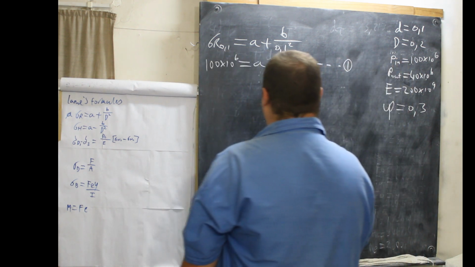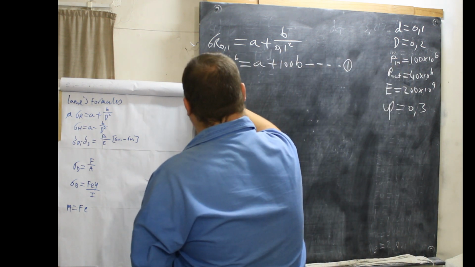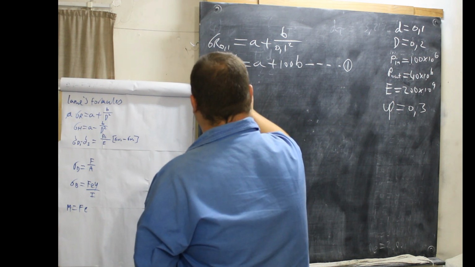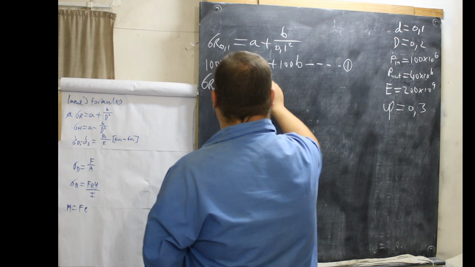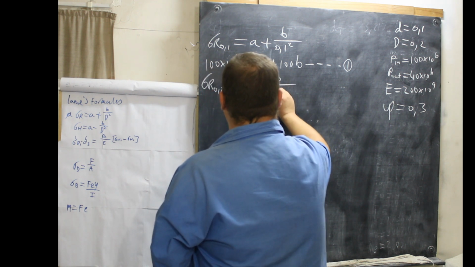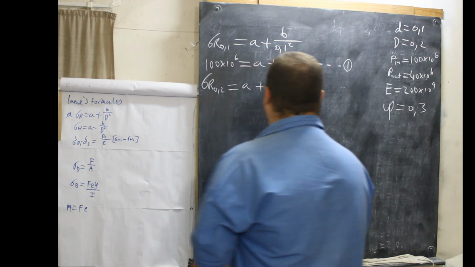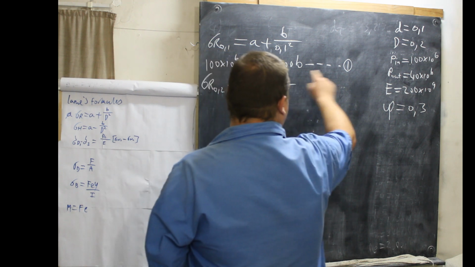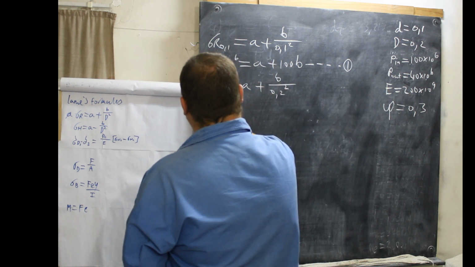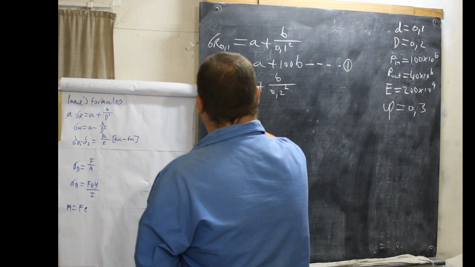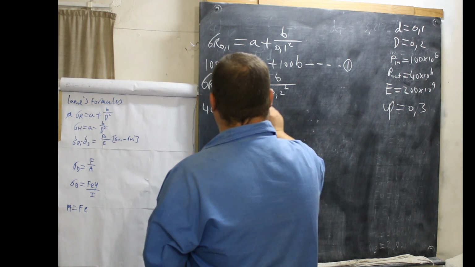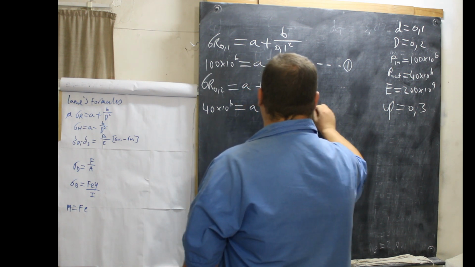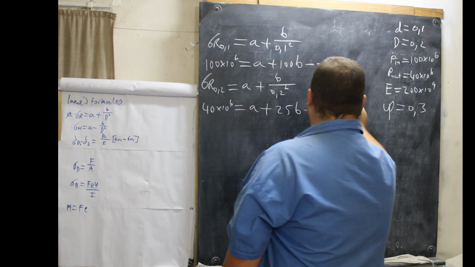Now we're going to use equation 2. So the radial stress at 0,2 equals A plus B over 0,2 squared. Now, what we're going to do, the radial stress there is 40. 40 times 10 to the 6 equals A plus 25B. And that is 2.